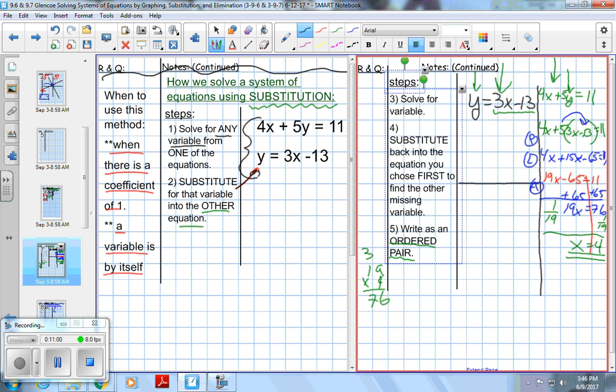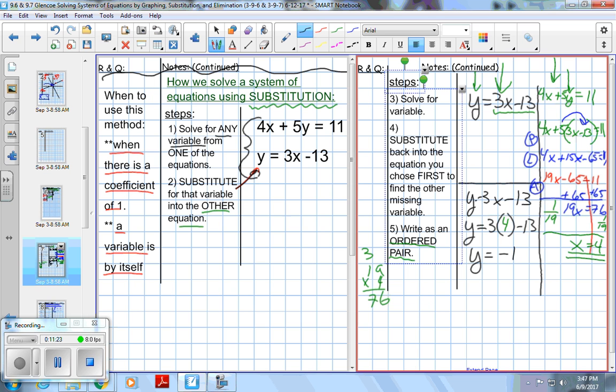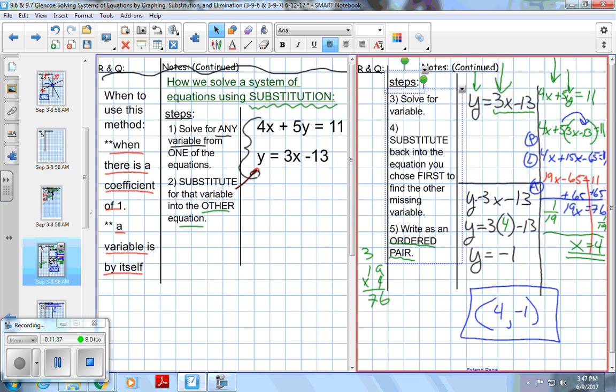So we have y equals 3x minus 13, and we're going to use the x value of 4. So we have y equals 3 times 4 minus 13. We put our 4 in there, and we follow the order of operations to get our y value. It turns out, once we do 3 times 4 minus 13, y equals negative 1. So the answer to this system of equations is the ordered pair 4, negative 1. This is the location on the graph where these two lines will intersect.